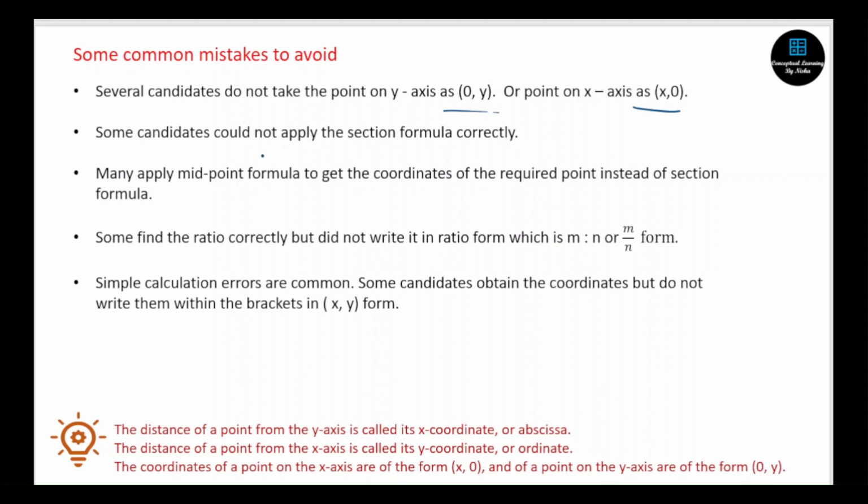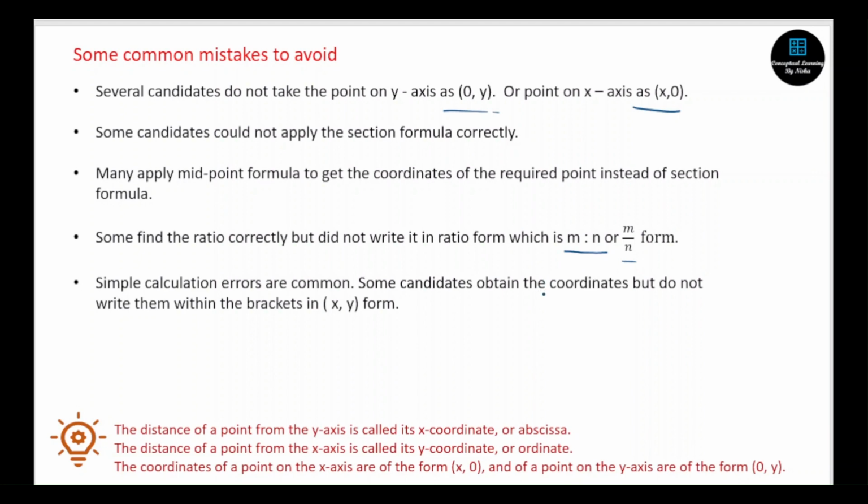Many times some candidates do not apply the section formula correctly. Many candidates apply the midpoint formula instead of the section formula. So avoid these mistakes. Even while you find the ratio, you should write the ratio in the correct form, which is m to n form or m upon n form. It is very much important.